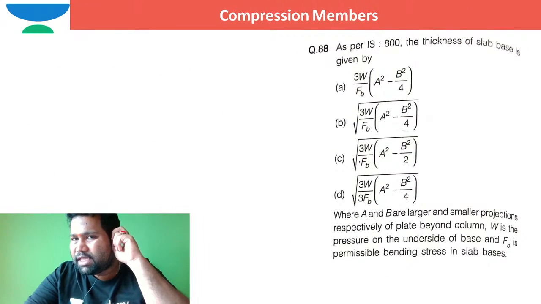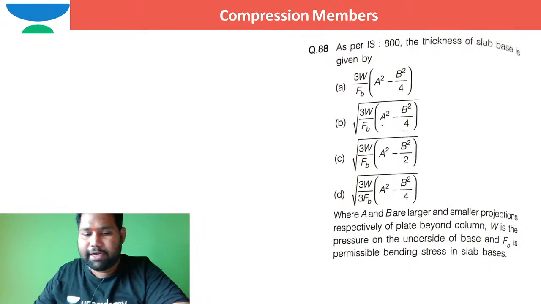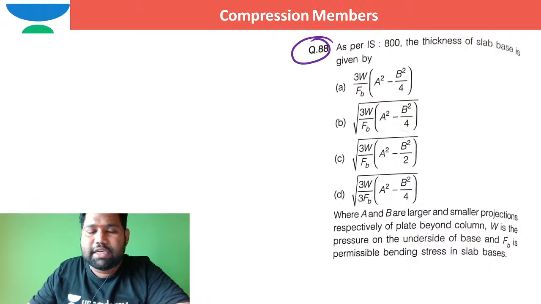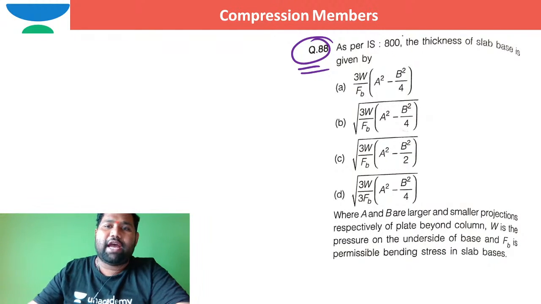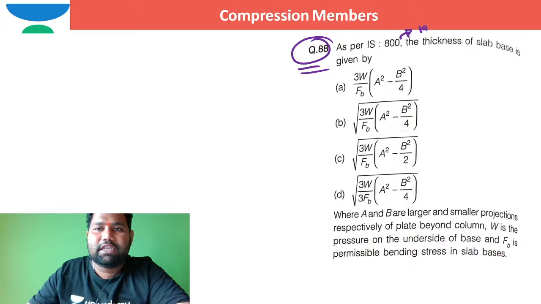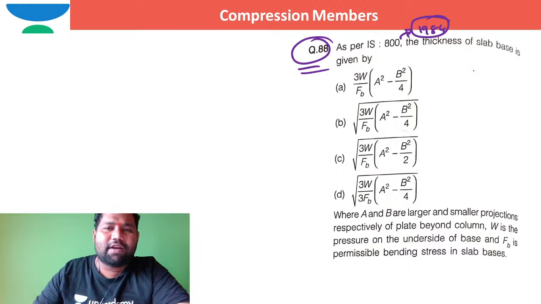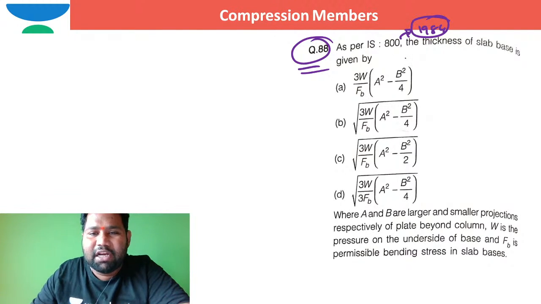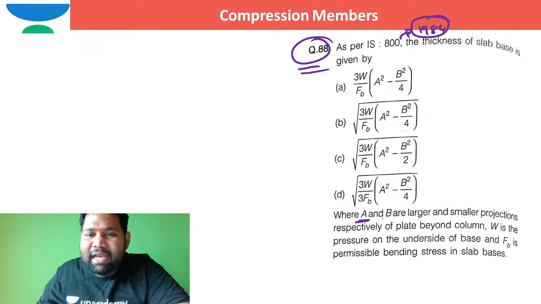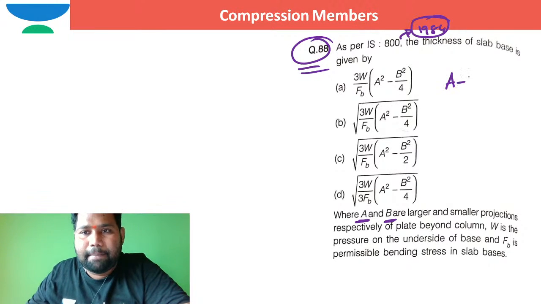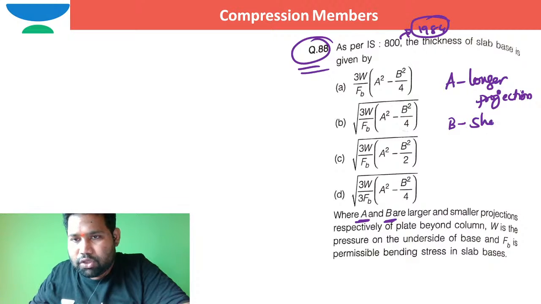So I hope you are able to see the next question. This next question is as per IS 800, the 1984 code: the thickness of the slab base. What is the thickness of the slab base as per the IS 800 1984 code, where A is the longer projection and B is the shorter projection?